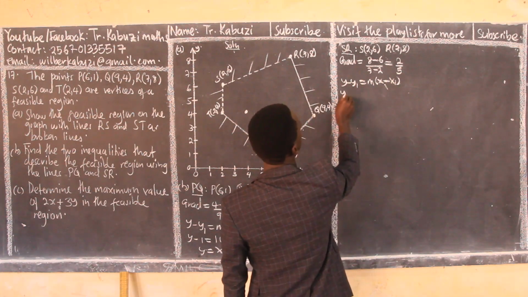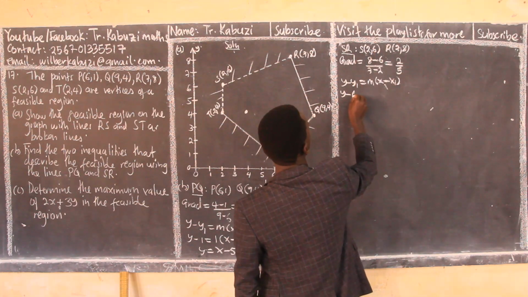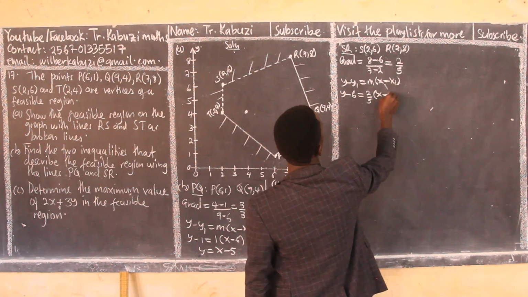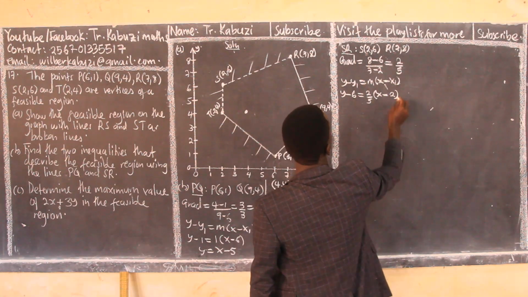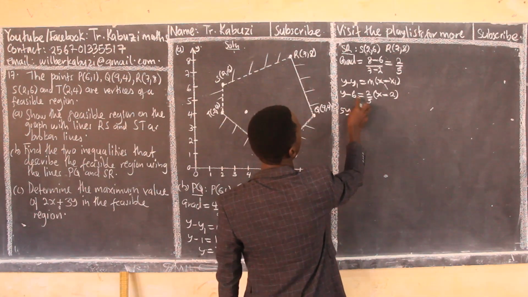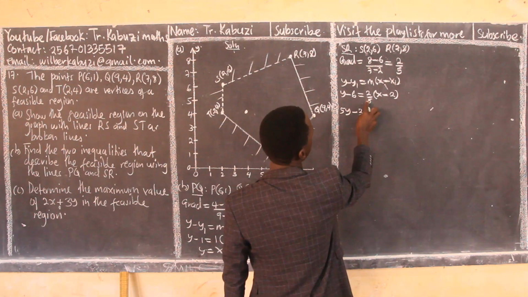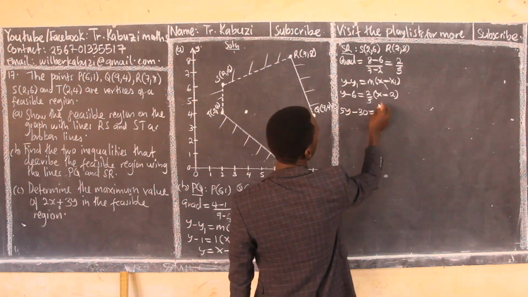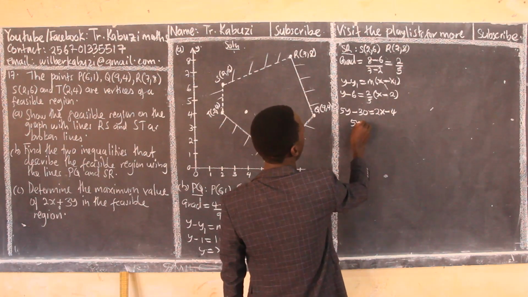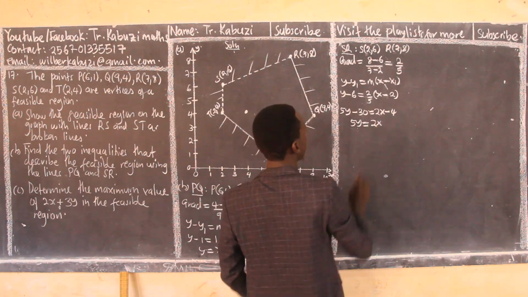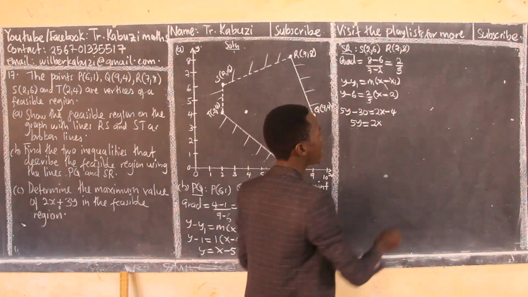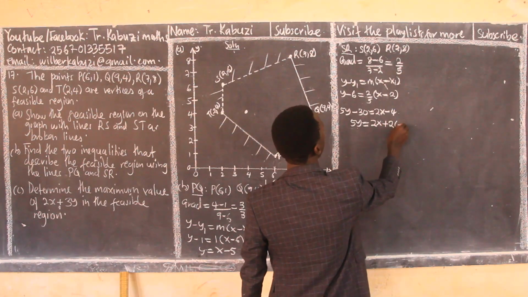So now I use this one as my y minus y1 equals the gradient times x minus x1, with that point. Multiply through by 5, here 5, 30. By 5 here it will mean 2 times this, then a 4. So my 5y equals 2x. When I take this 30 to this side, I have negative 4 plus 30, which will give me plus 26.